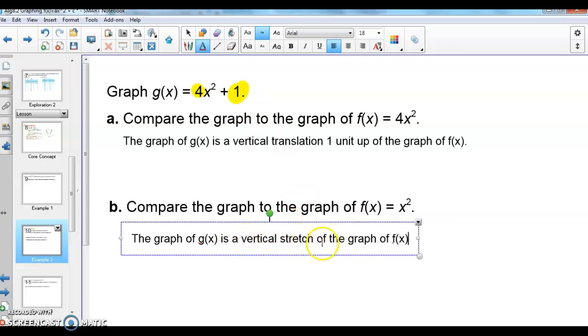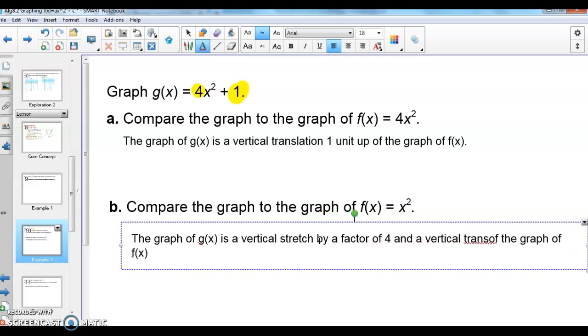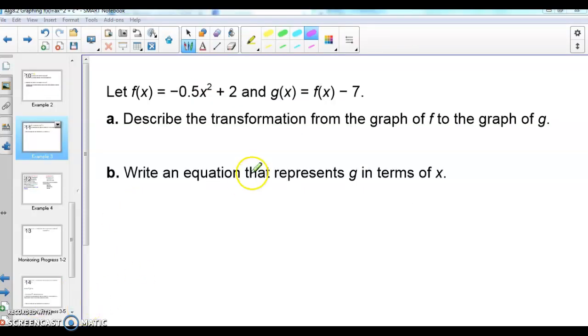So the graph of g of x is a vertical stretch. Let me add also the factor that it was multiplied by. So let me rewrite: the graph of g of x is a vertical stretch by a factor of 4, and a vertical translation 1 unit up of the graph of f of x. So that's our complete answer to letter B.